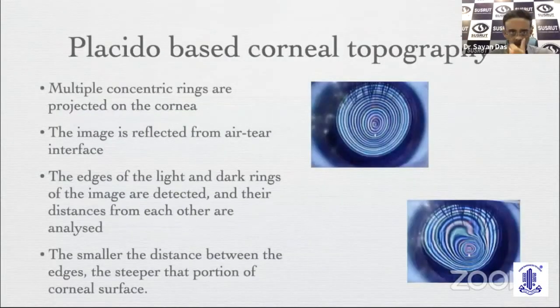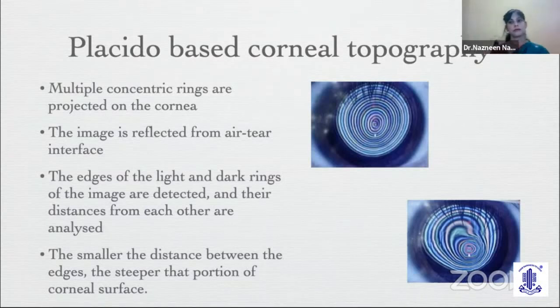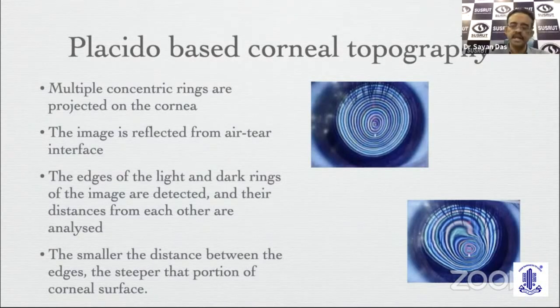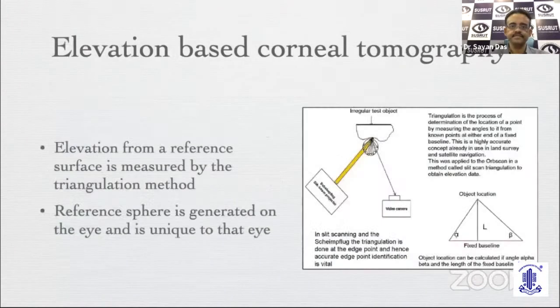The placido-based corneal topography uses multiple concentric rings which are projected on the cornea, and the image is reflected from the tear interface. The edges of the ring, the light and dark rings, are detected, and their distances from each other are analyzed. And the smaller the distance between the edges, the steeper that portion of the corneal surface.